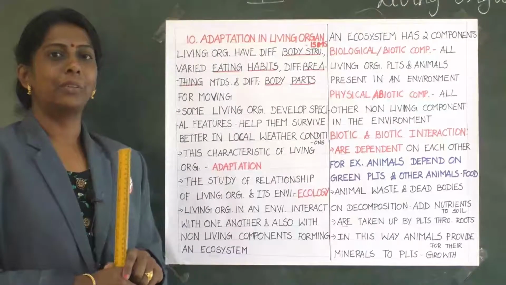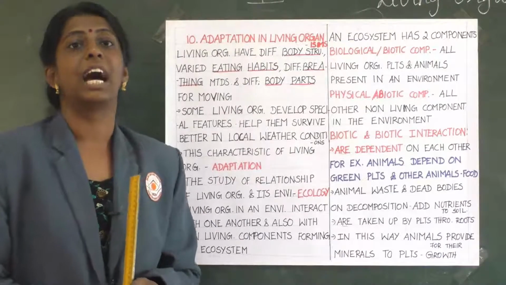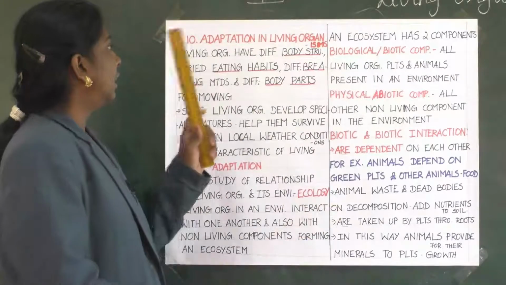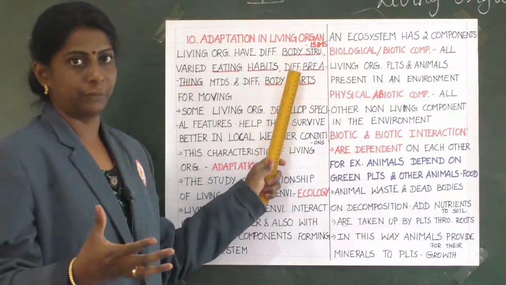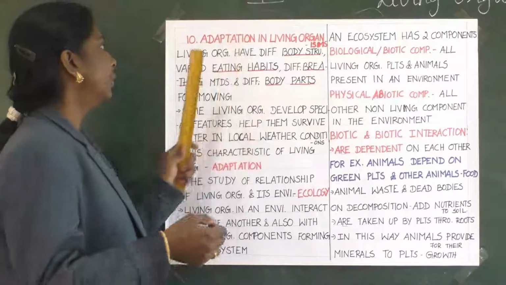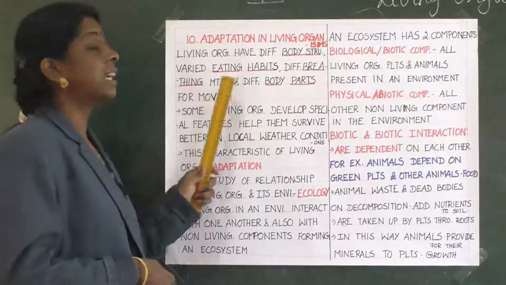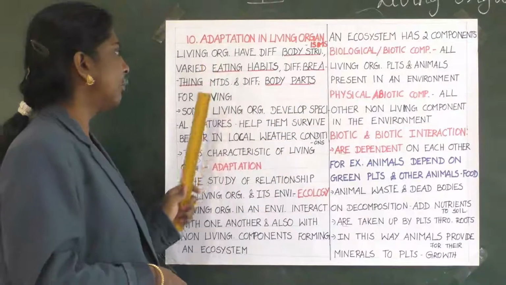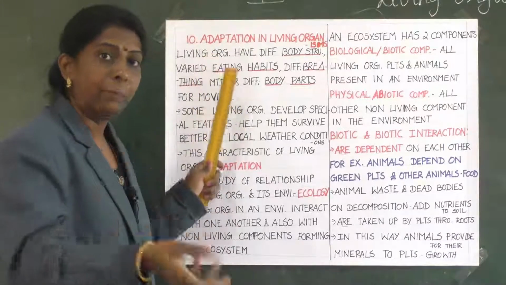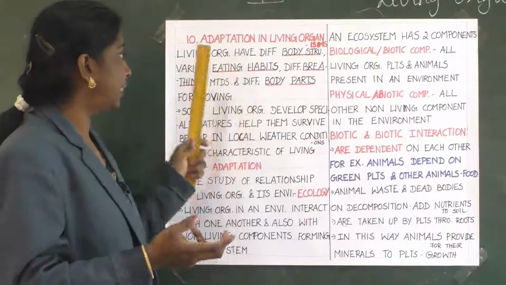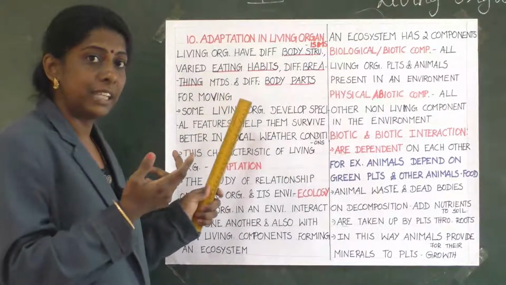Yes children, now about adaptations. What do you mean by the word adaptation? Living organisms have different body structures, varied eating habits, different breathing methods and different body parts for moving, is it not? A living organism might be a plant or animal or human. So we are having different eating habits, different body structures, different breathing methods, is it not?